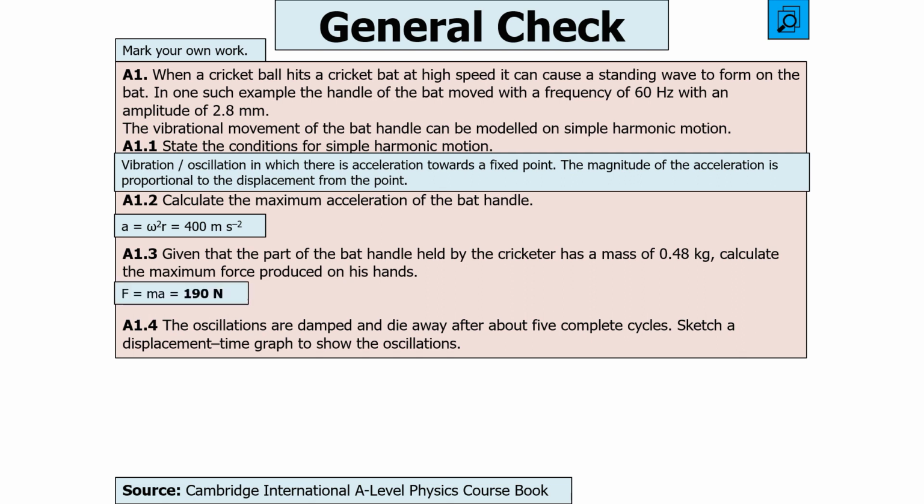Now we know F is equal to ma because in periodic motion, it still follows Newton's laws. So therefore F equals ma. You've just worked out a in the previous question, and you know m from the information given. So it's going to therefore be 400 times 0.48, which is 190 newtons.